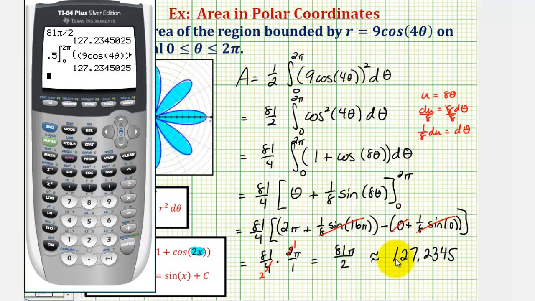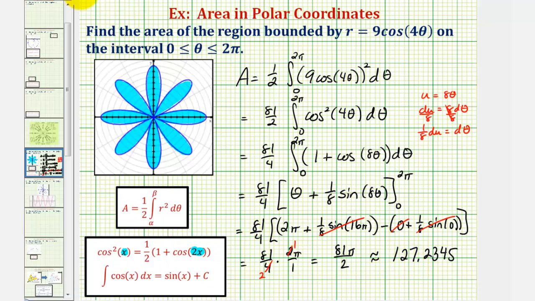And notice how this verifies that our work is correct. Again, we have the exact area here in square units, and the approximate area here, again, which would be square units. I hope you found this helpful.